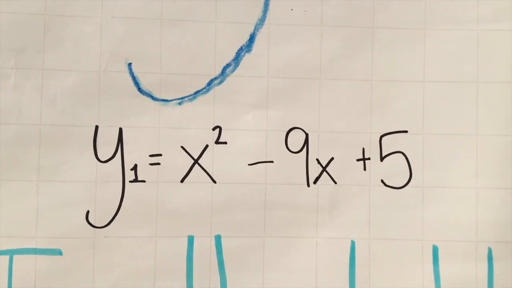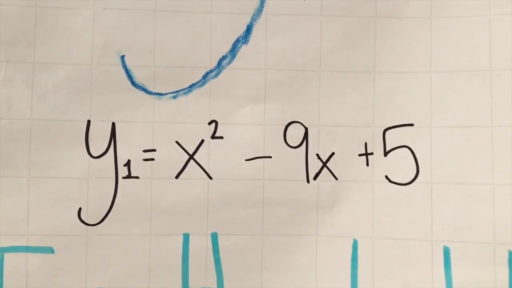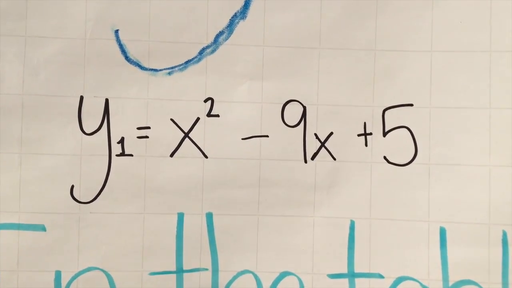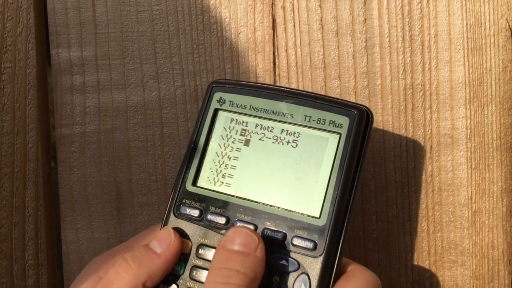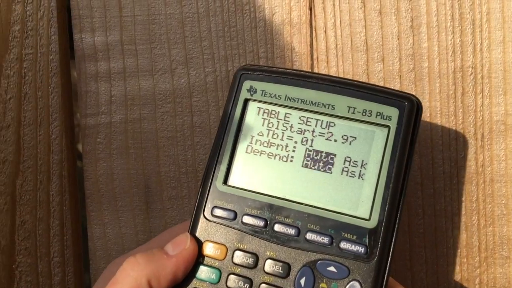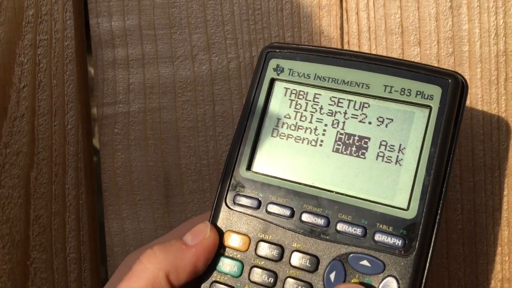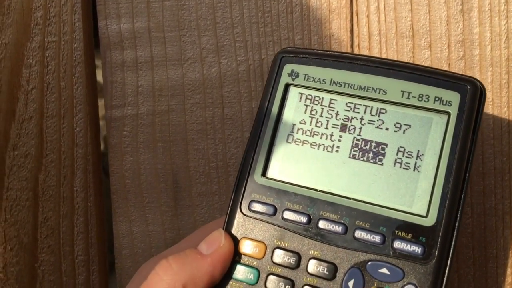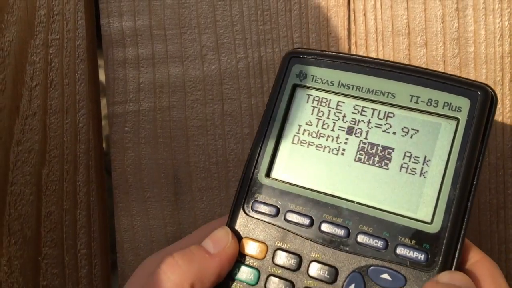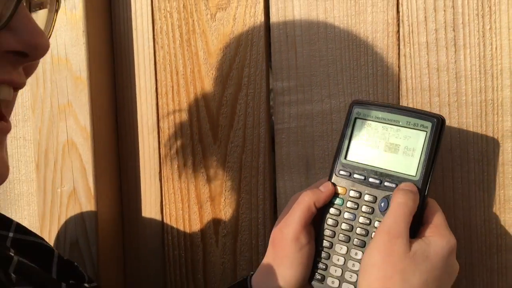The first step is plugging in your equation. So y1 equals x squared minus 9x plus 5. Now that your equation is plugged in, you can go to the table set. But you're going to need to adjust the settings. I would recommend starting at 2.97 with this equation with a delta of 0.01. Oh, I know the rest! Now we go to table! Now, for you folks at home, that seems a little small, so let's go to the board.